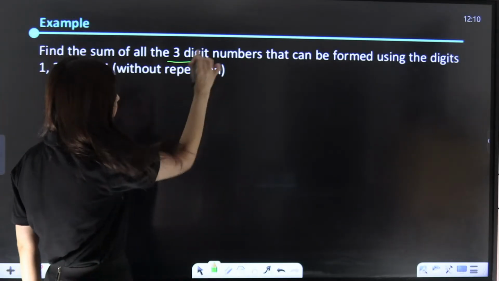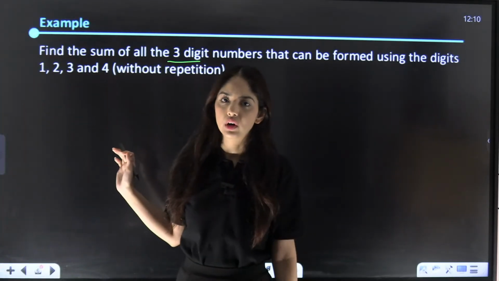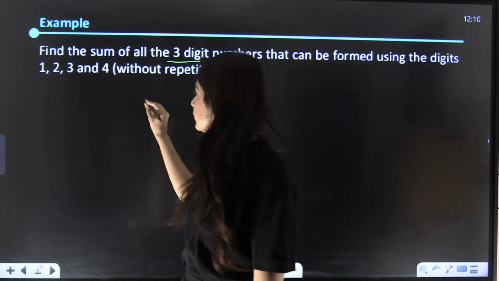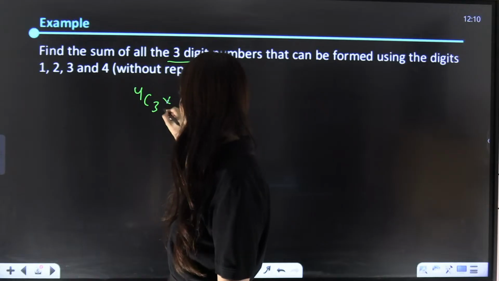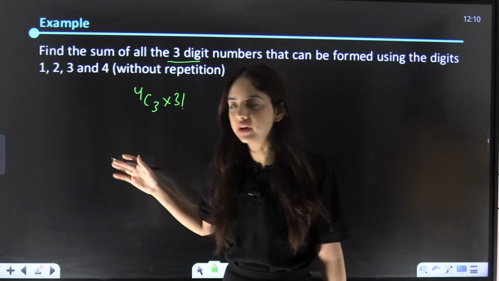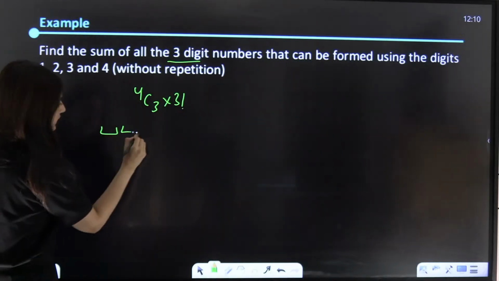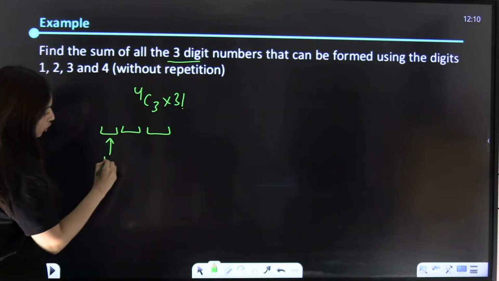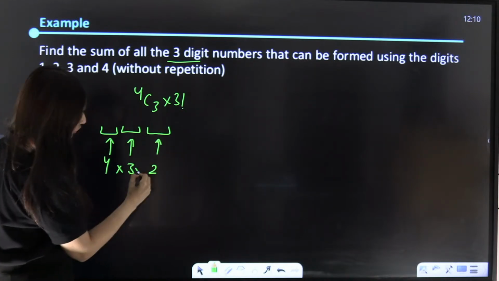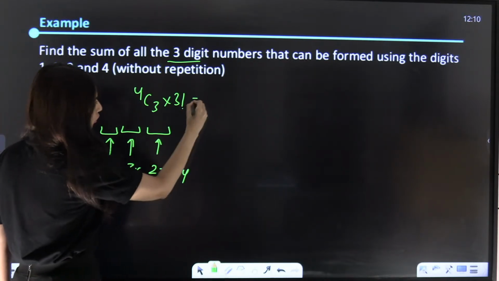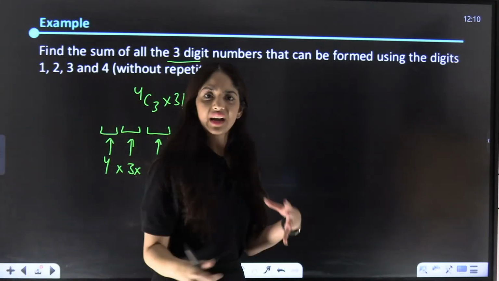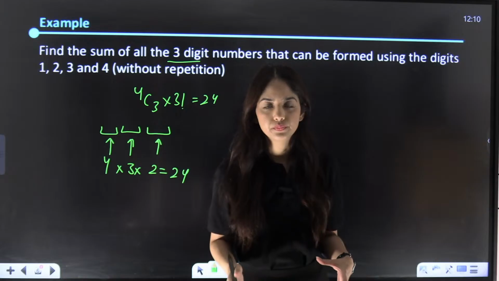Now we have to form 3-digit numbers using 1, 2, 3 and 4. How many such possibilities are there? We first select which 3 digits to take, 4C3, and then we arrange them. So 4 into 3 factorial, 24, or you can look at it this way, that we have to fill these 3 spaces, 4 options for this, 3 options for this, 2 options for this. So 4 into 3 into 2, 24. Right, simple. Now, but now we have to find the sum of all digits, right?